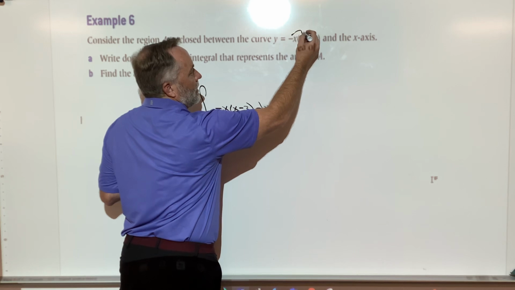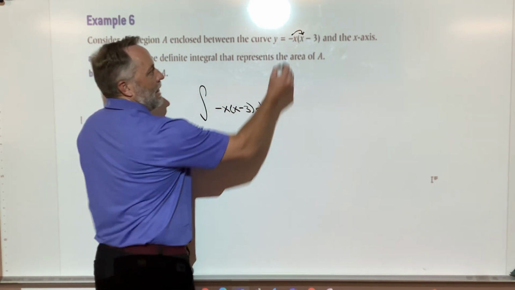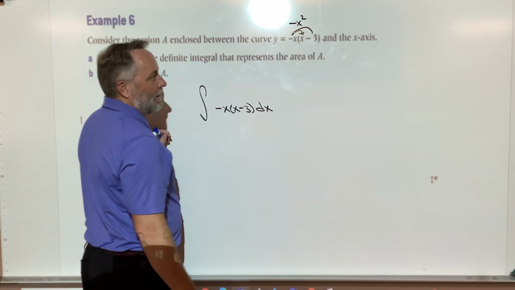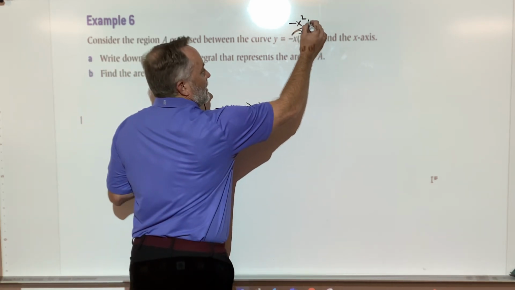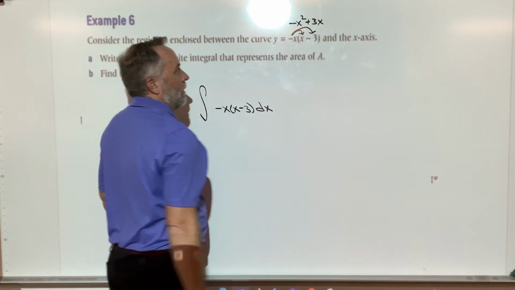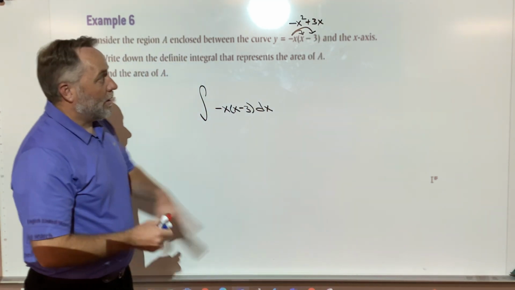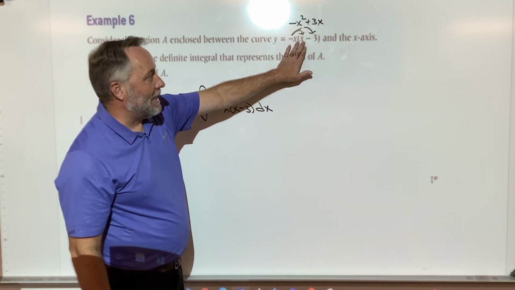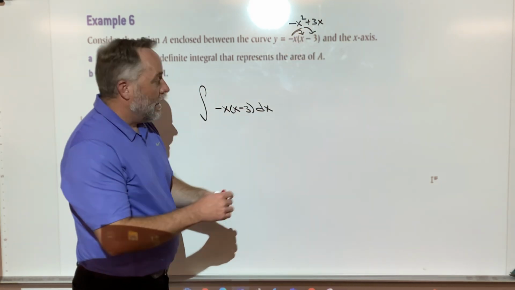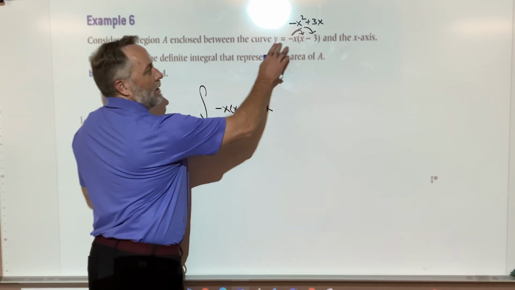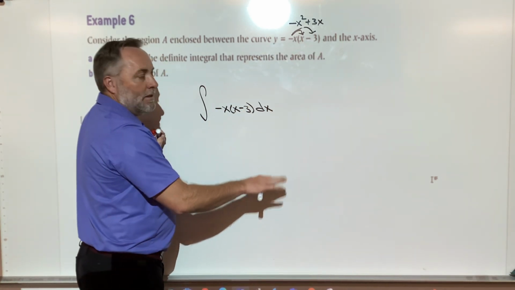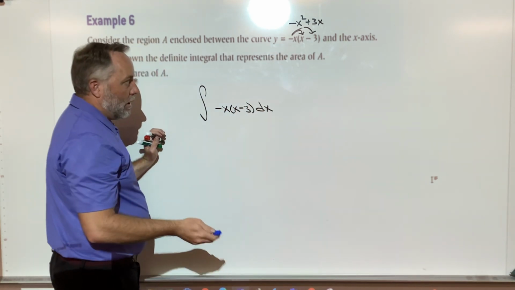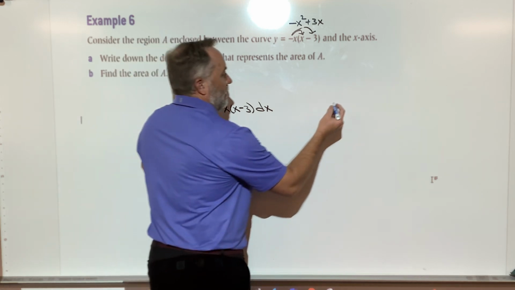We could have seen the function like this: negative x times x would be negative x squared, and negative x times negative 3 would get us positive 3x. So it could have been written this way as well. But it was given to us like this, and that actually does us a favor, because if we want to find the area between the curve and the x-axis, we just need to know when the function equals 0, and that's when it's going to intercept the x-axis.